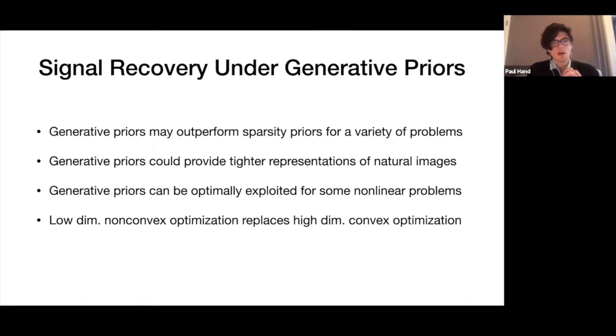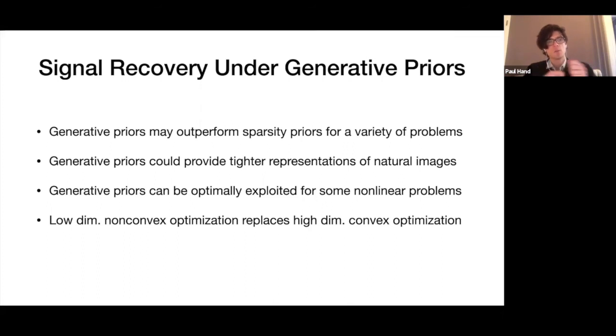Now, it's not going to be the case that for all problems generative priors will outperform sparsity priors. If you have a system which really is best described by sparsity, then it may be very difficult to beat that. But the reason they could outperform is that they can provide tighter representations, meaning the dimensionality of the representation could be lower. That is to say, the dimensionality of a nonlinear manifold describing a collection of images could be lower than the sparsity level of those images with respect to a wavelet basis.